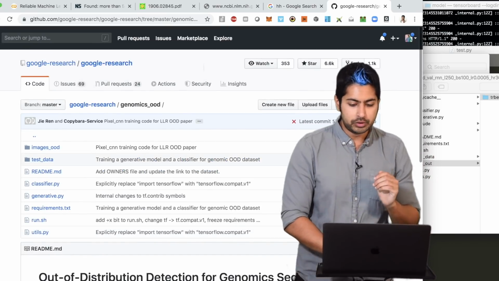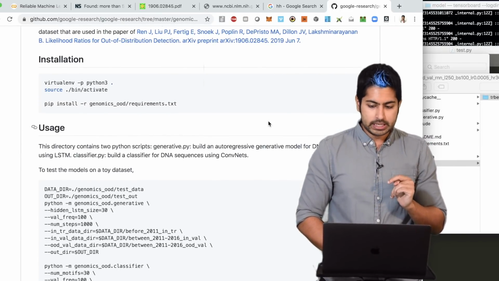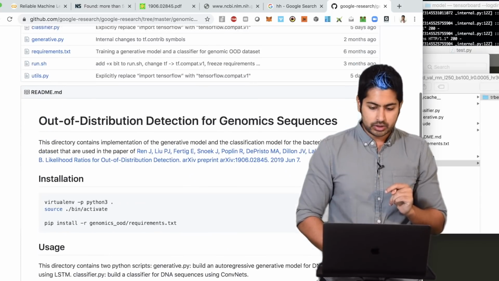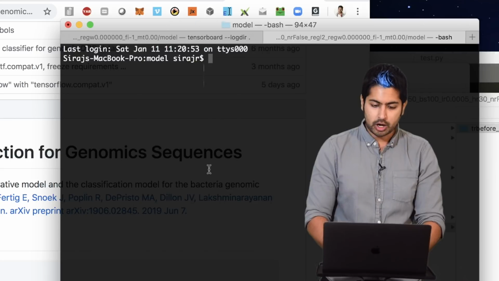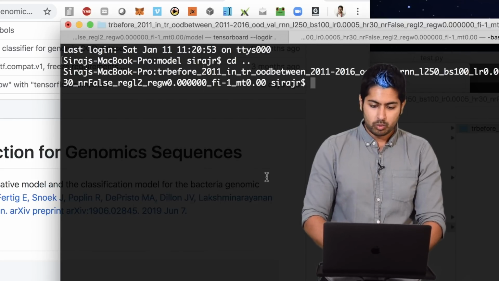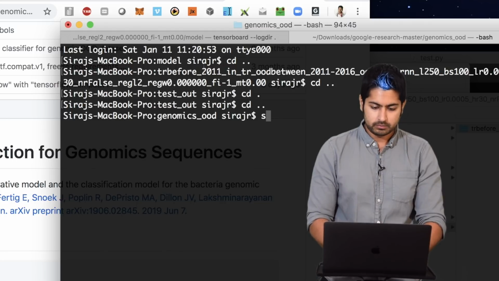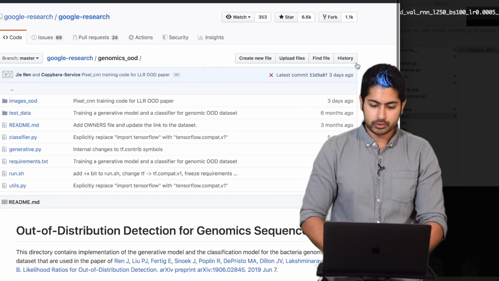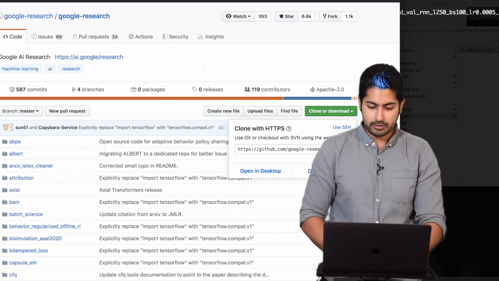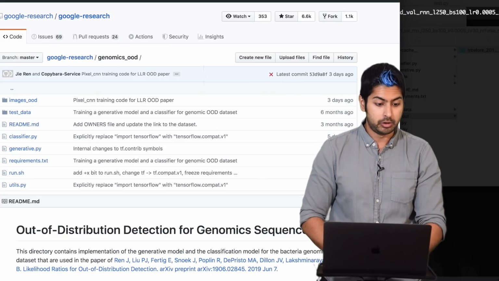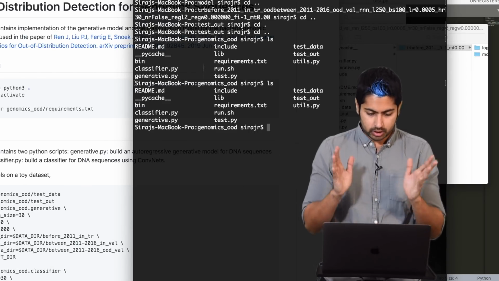Okay, so here we are, out of distribution detection for genomic sequences. So got some good installation instructions here. So we'll go ahead and use that. Let's use their instructions, and let's just try to run this ourselves together, okay? We're gonna run this together. So first things first, you wanna download it. So you go to Google Research, because they've put everything into one file, download zip. I already downloaded it, so I'm not gonna download it twice. And so then you CD into it, and then we're here.